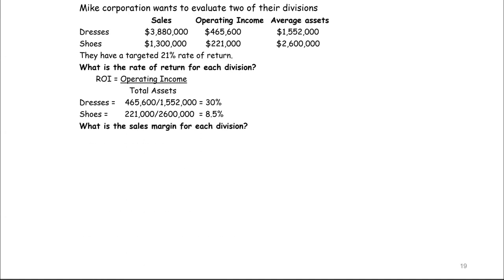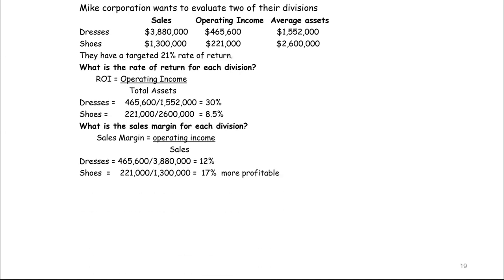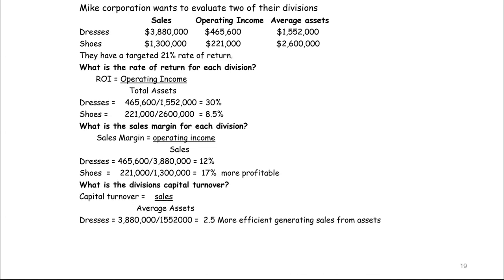What about the sales margin for each division? For dresses it's 12%, but in this example, shoes leaves more dollars on the table. What about usage of their assets? Dresses does a good job, but shoes does not.